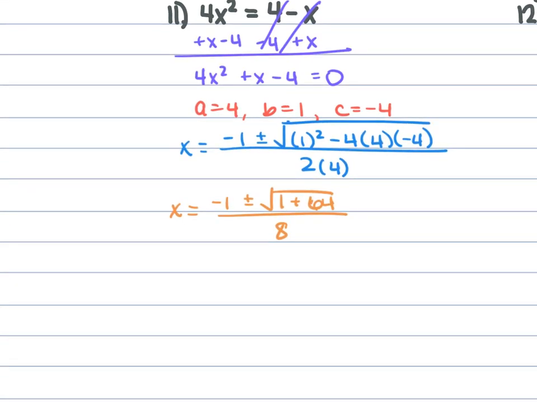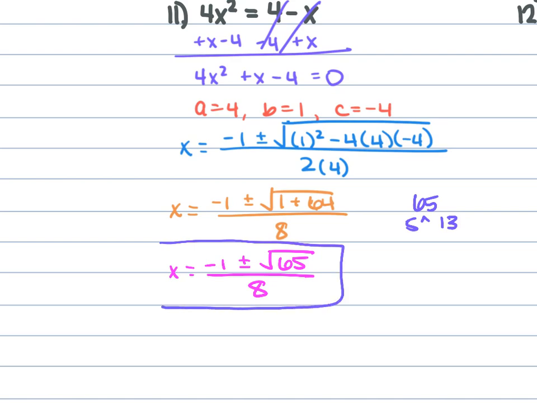So this is going to simplify to be x is equal to negative 1 plus or minus the square root of 65 all over 8. That 65 is 5 and 13. We can't simplify that, so this is our answer.